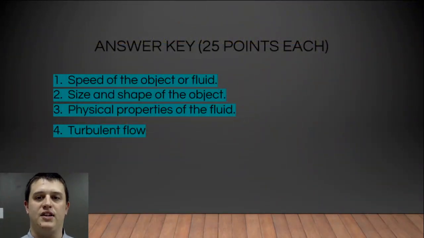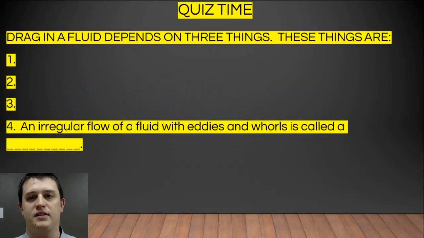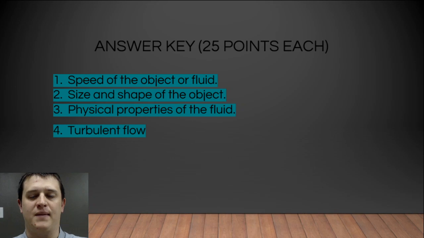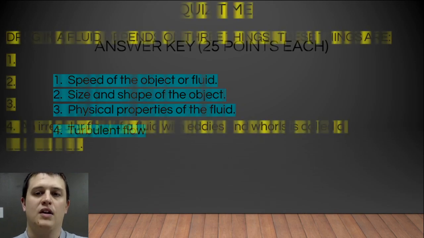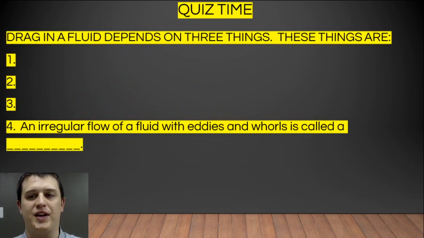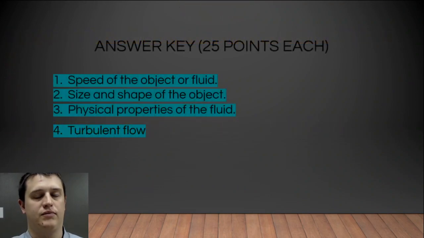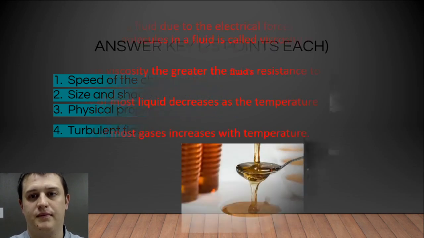All right, here's the answer key. So the first question was, drag in a fluid depends on three things. These things are speed of the object or fluid, size and state of the object, and physical properties of the fluid. The other question was, irregular flow of a fluid with eddies and whirls is called a blank. Turbulent flow. Called turbulent flow.